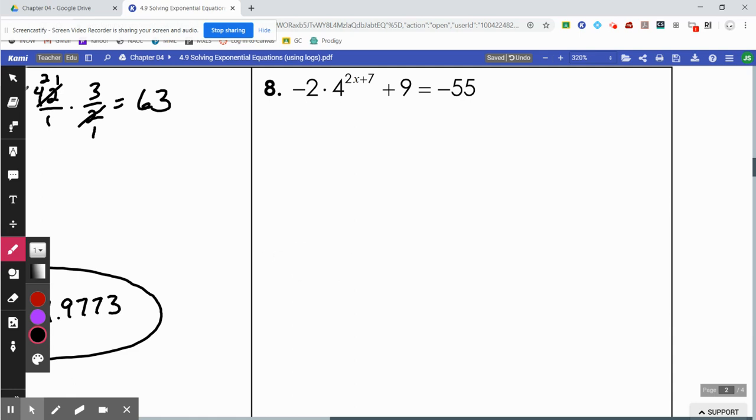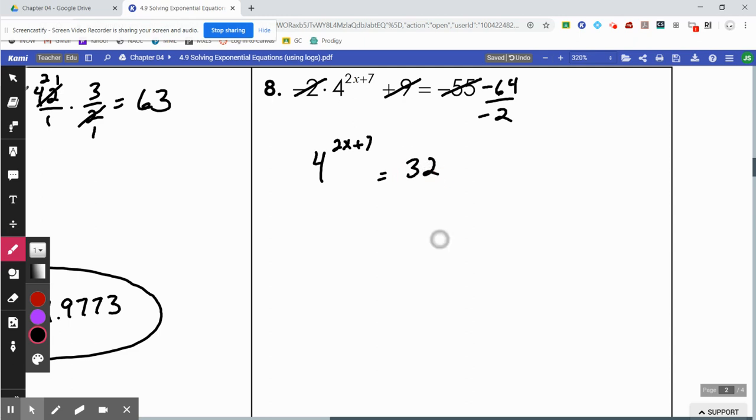Number 8. Let's isolate our exponential by subtracting 9. That would give me a negative 64. Since the negative 2 is being multiplied, let's divide by a negative 2. And that gives me 4 to the 2x plus 7 power is equal to 32.